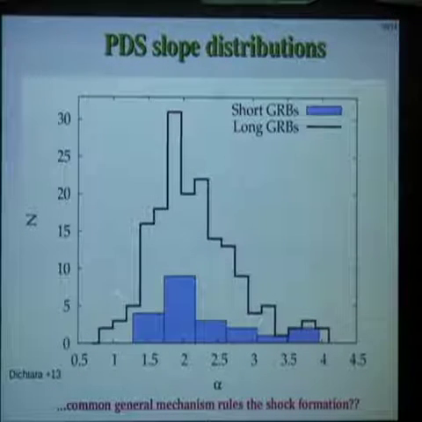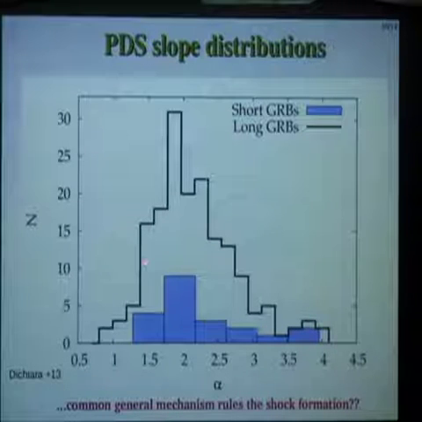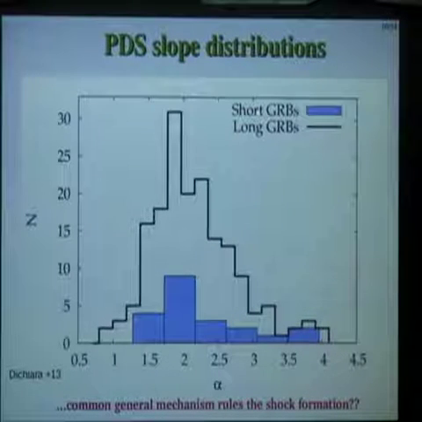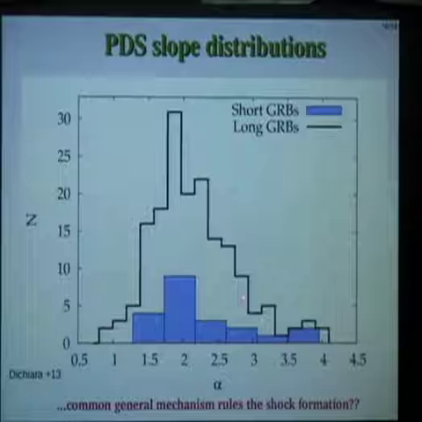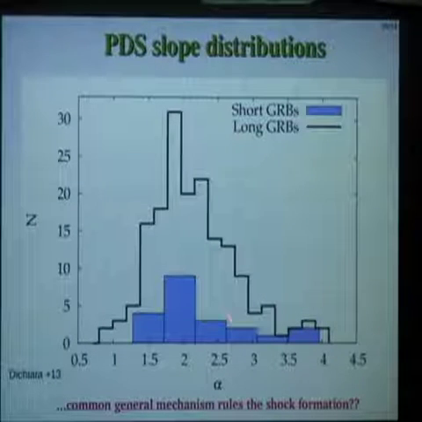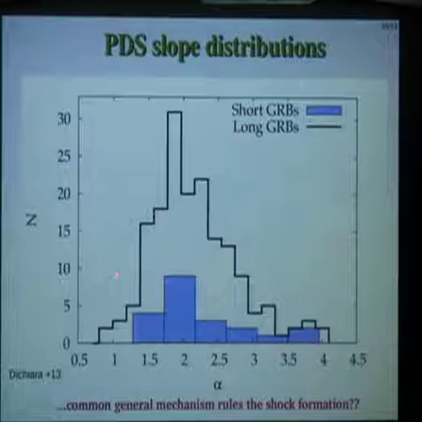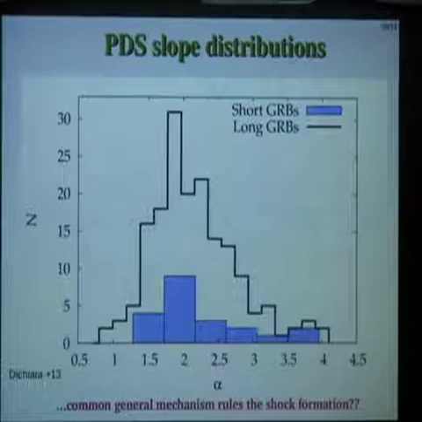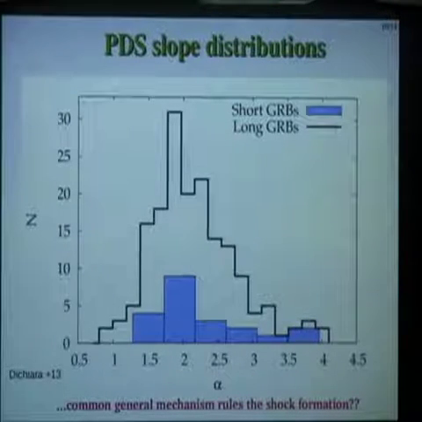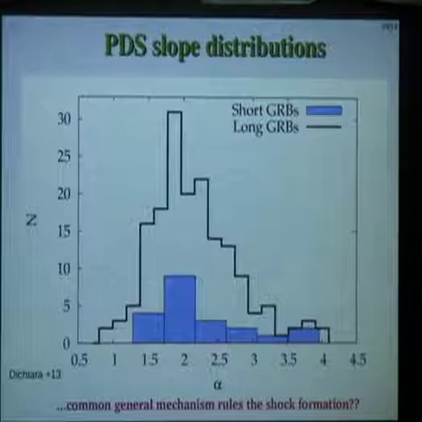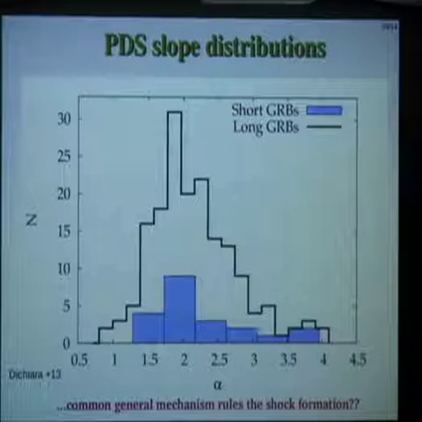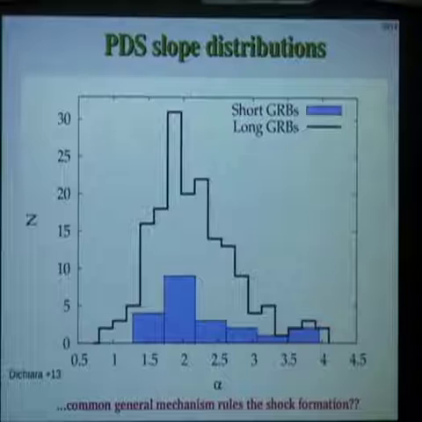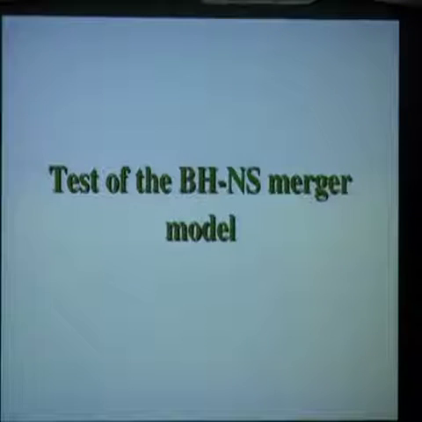Here we can observe the distribution of the slope of long gamma ray bursts and the distribution of the short. We can see that the two distributions are quite similar. So maybe there is a common physical mechanism at the origin of the variability in short and long gamma ray bursts. This is suggesting something like that.